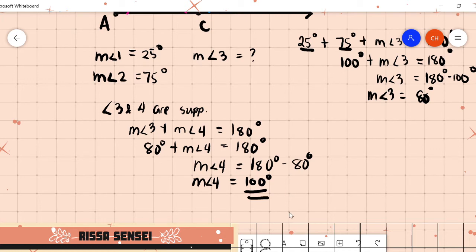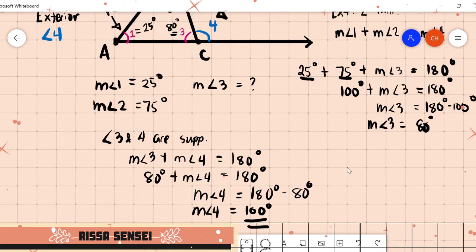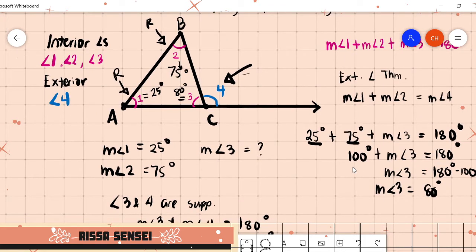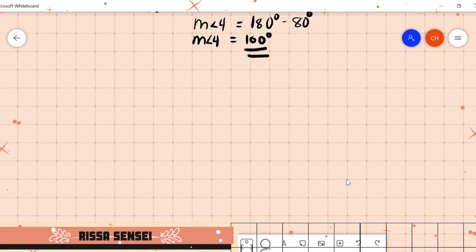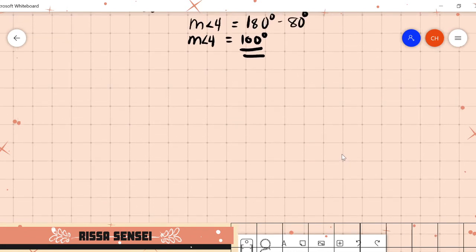Okay, so, totoo yun, na measure of angle 1 and measures of the remote interior angles is always equal to the measure of the exterior angle. I'll give you another example. Let's have another example.